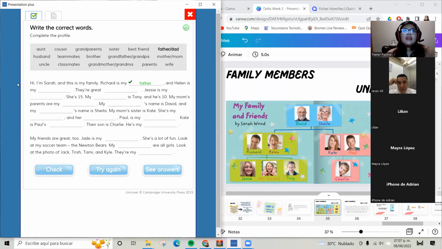For example, hi, I'm Sarah, and this is my family. Richard is my, imaginemos que aquí no está contestado, diría, Richard is my, ¿quién es Richard? Ok, yo me voy a la imagen y me fijo que aquí está Richard. O sea que Richard is Sarah's dad. Y entonces ya completo. Ok, Richard es el papá. Y lo completo aquí, father. Y eso mismo voy a hacer para todos los otros espacios. Is that clear? Yes. Wonderful.